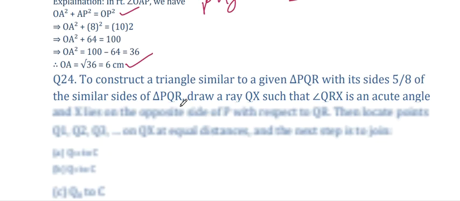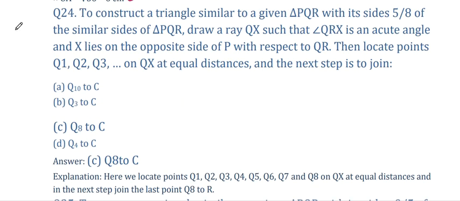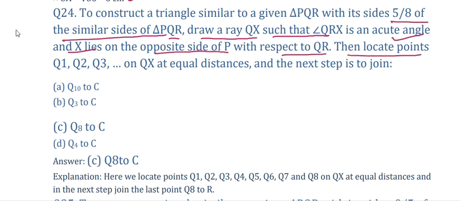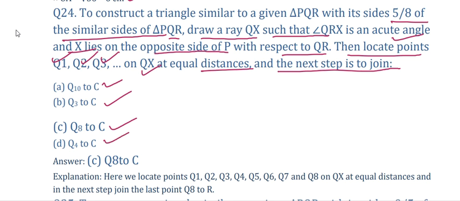Now come to the construction question. To construct a triangle similar to given triangle PQR with its sides 5 by 8 of the corresponding sides of triangle PQR. Draw a ray QX such that angle QRX is an acute angle and X lies on the opposite side of P with respect to QR. Then locate points Q1, Q2, Q3 and so on on QX at equal distances, and the next step is to join Q10 to C, Q3 to C, Q8 to C, or Q4 to C. So we go with option C, Q8 to C.